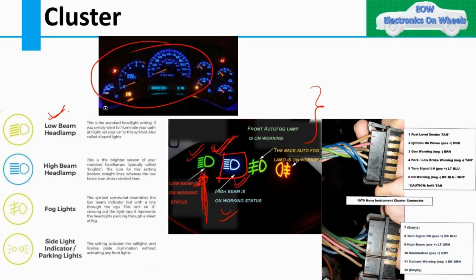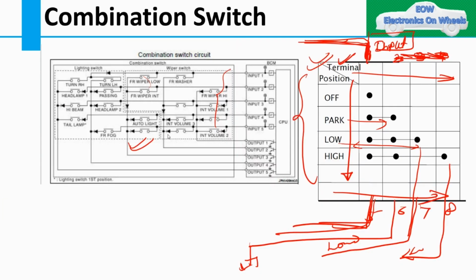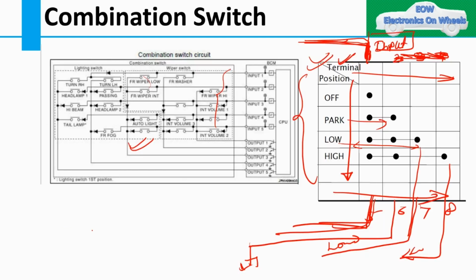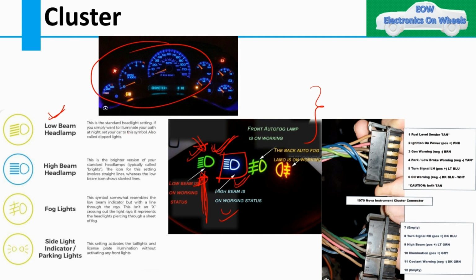So what is the low beam or dipped beam? This is the symbol for it in your combination switch, as I have shown you earlier. If you simply want to illuminate your path at night, set your car to this symbol, also called the dipped light. Then the high beam, where it is required, is typically called the bright light, and its icon involves straight lines, whereas the low beam icon shows slanted lines. Then fog lights and parking lights we will discuss in another video.